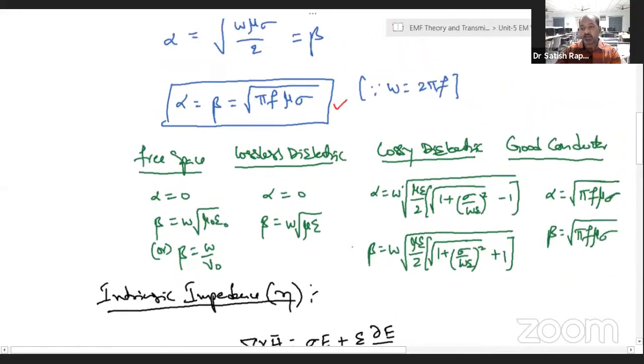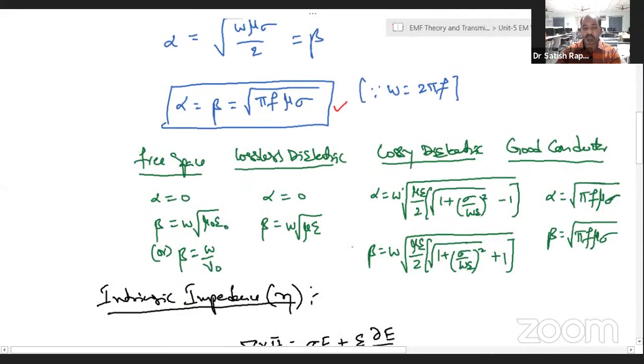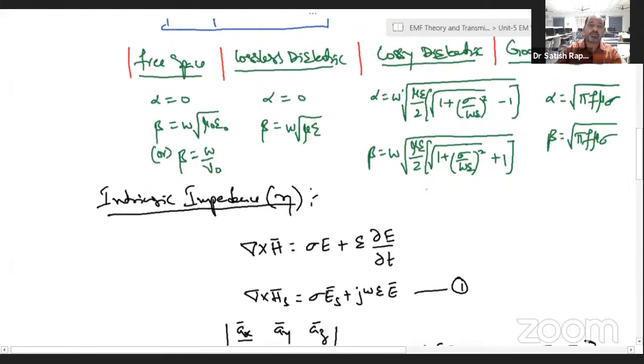And here I have given a comparative table comparing alpha and beta, the attenuation constant and phase constant, of all four media: free space, lossless dielectric media, lossy dielectric media, and good conductor. I have given a summary right here. Alpha for free space and lossless dielectric media is 0, and for lossy dielectric and good conductor, alpha is not equal to 0, right?